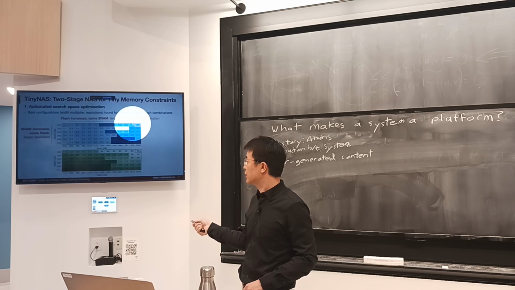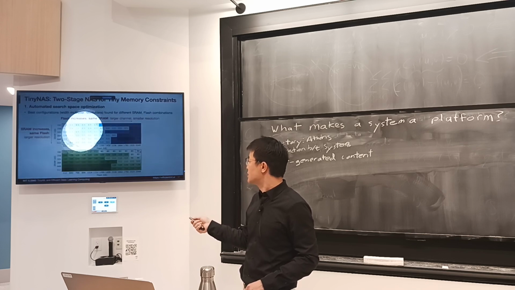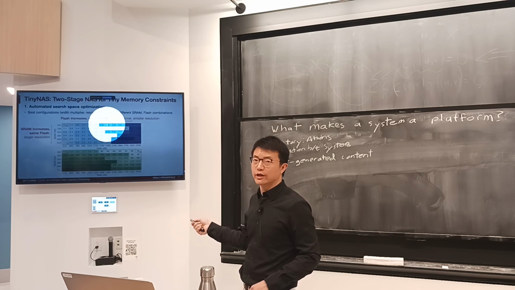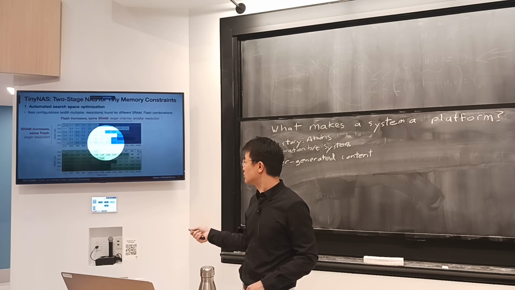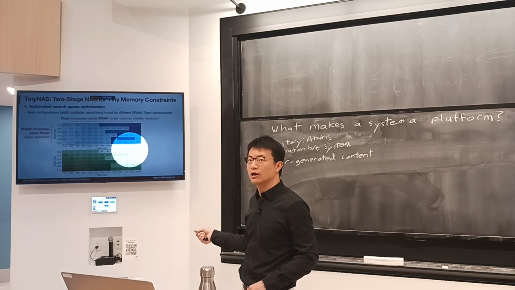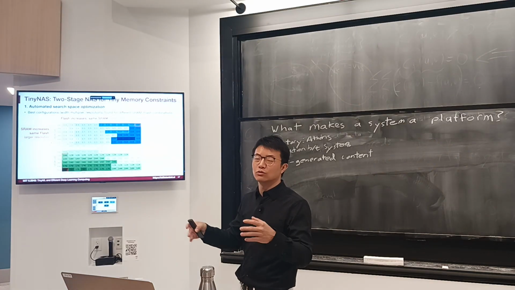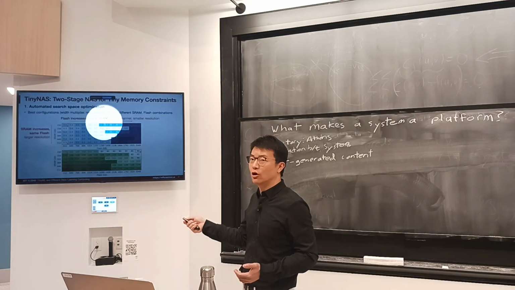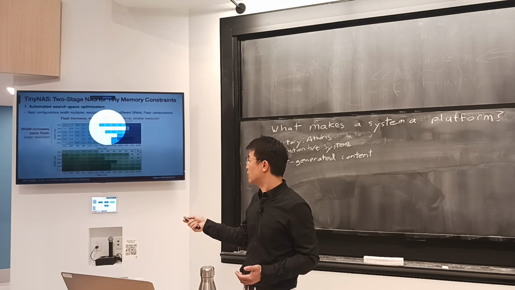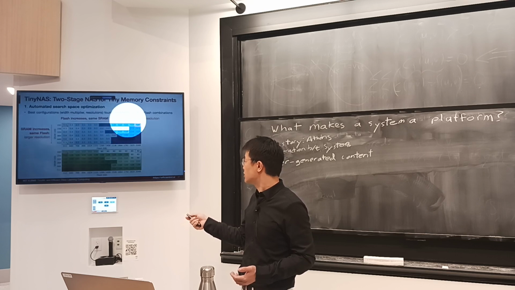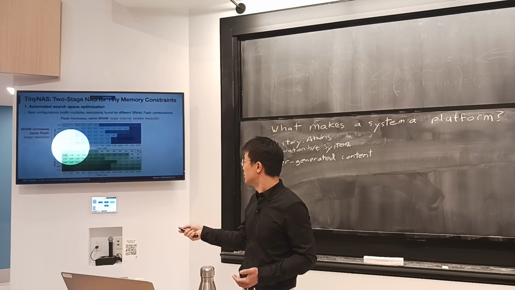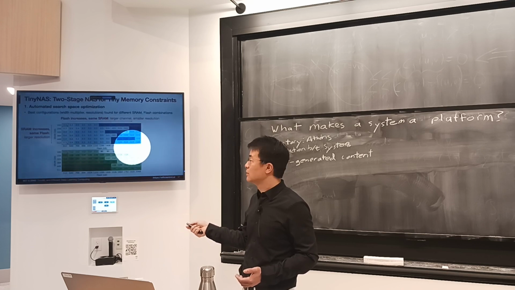What about the resolution? Since we have the same SRAM, and the channels are getting larger, the resolution has to be smaller, so that the channel times the resolution squared will be the same. Otherwise, you cannot hold it in the same amount of SRAM. So larger channel, smaller resolution.